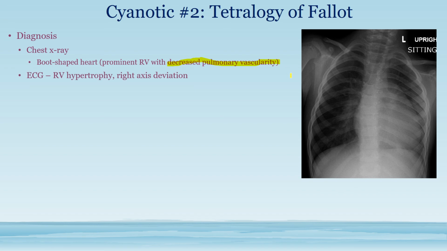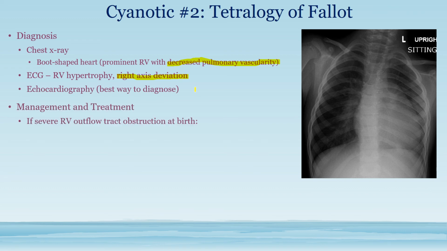EKG shows RV hypertrophy and right axis deviation. Right axis deviation because the right ventricle is larger than the left, so the leads will have more electricity going towards the right side. So you get a right axis deviation. When the right side is larger, the EKG leads shift to the right, causing a right axis deviation. Echocardiography, as always, is the best way to diagnose these conditions. Now let's talk about management and treatment.